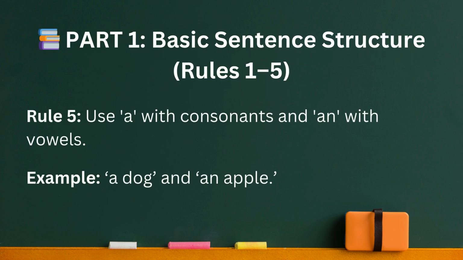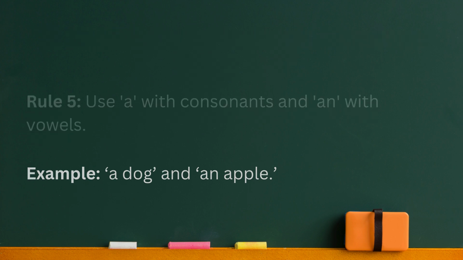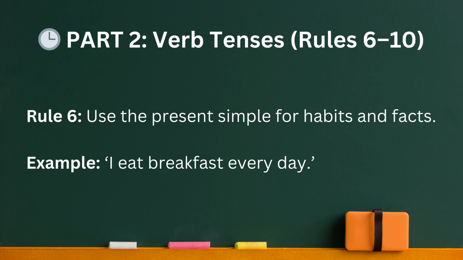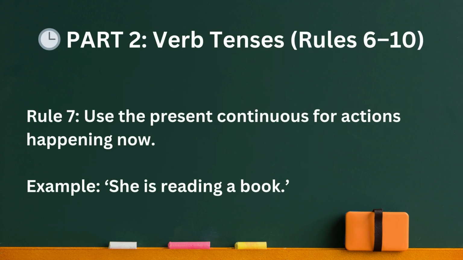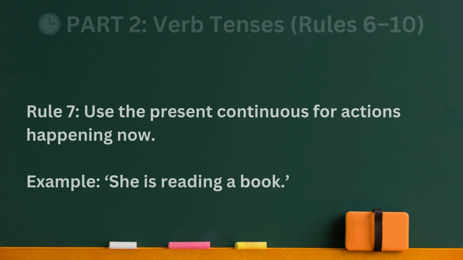Rule 5: Use a with consonants and an with vowels. Example: A dog and an apple. Rule 6: Use the present simple for habits and facts. Example: I eat breakfast every day. Rule 7: Use the present continuous for actions happening now. Example: She is reading a book.